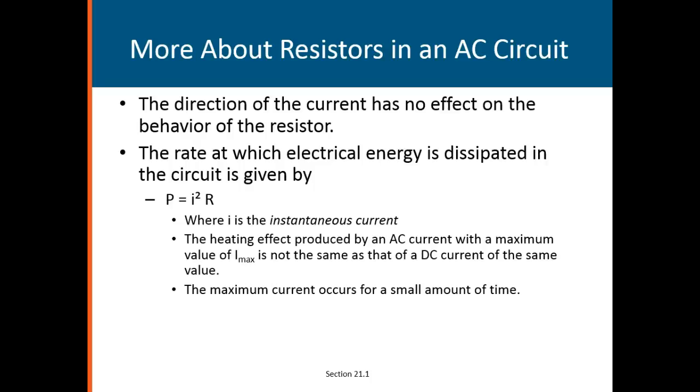The alternating current has a maximum value at I max here, and here, and here, whereas the direct current is constantly at that. The other times in between, the current is always changing. So if the direct current was here, and this one was here, there's a lot less power on average than that. So it will be somewhat less. The maximum current occurs for a small amount of time, compared to direct current, which is constant. Okay?